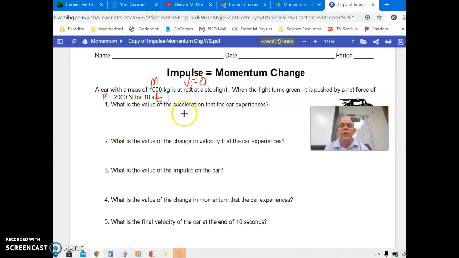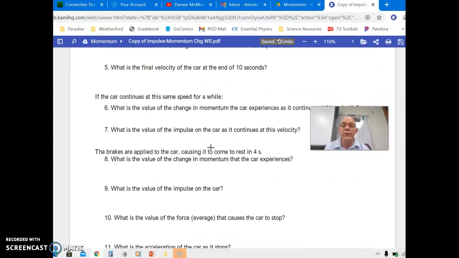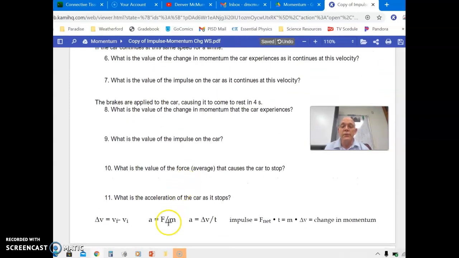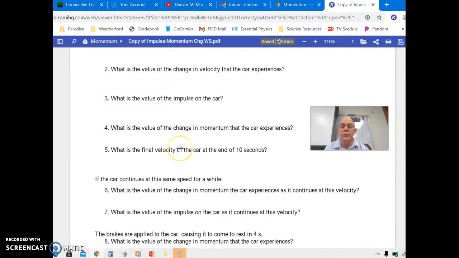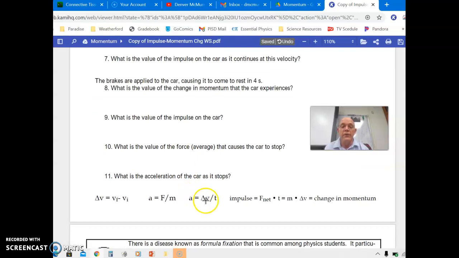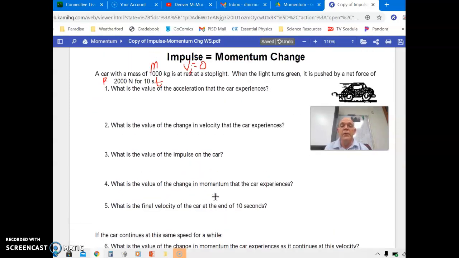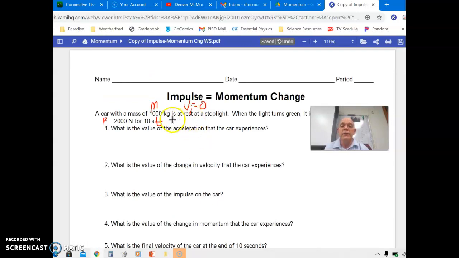So if you want to find acceleration, you have two possibilities. You have force divided by mass. Do we know the force? Yes, we do. Do we know the mass? Yes, we do. So we could use that one. Now we have this one, which had final minus initial velocity divided by time, but it does not tell us the final velocity. We know the initial velocity, we know the time, but we don't know the final velocity. So we're going to have to use force and mass to get that acceleration.